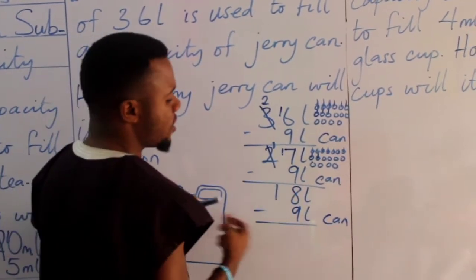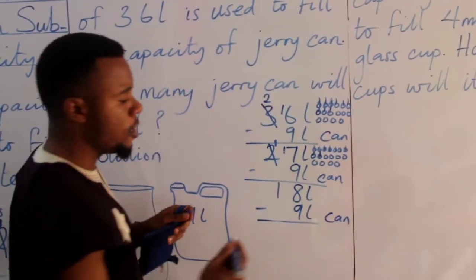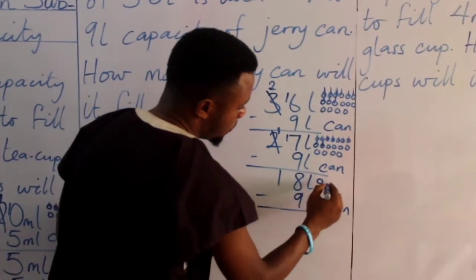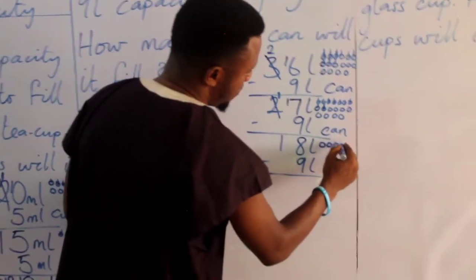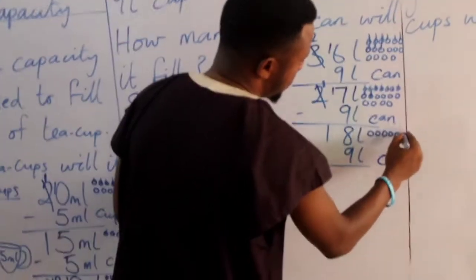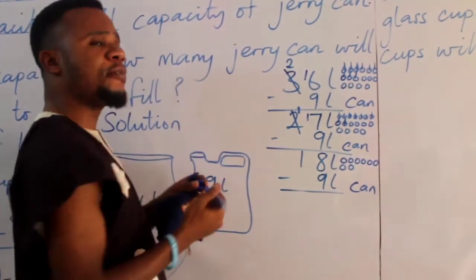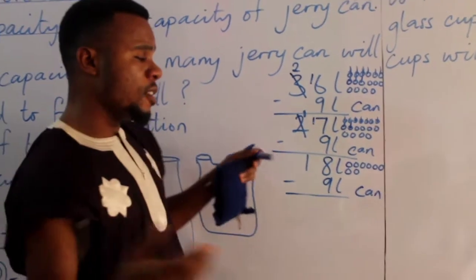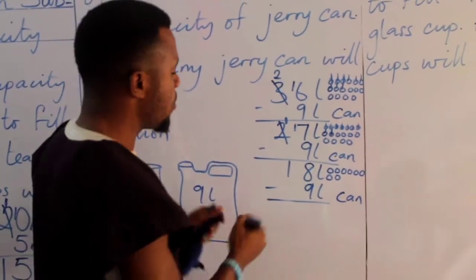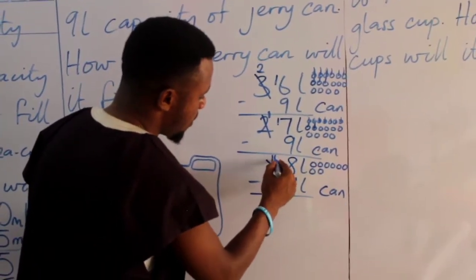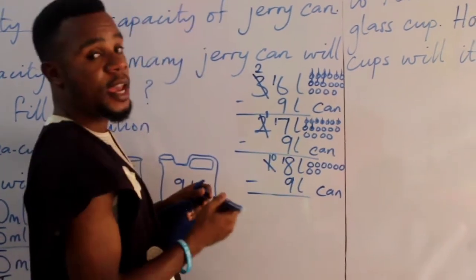Now 8 minus 9. Let's count 8 all the way. Let's count together. 1, 2, 3, 4, 5, 6, 7, 8. So take out 9 from 8. 8 is now smaller than 9, so we can't do that. We go what? 1 from here. We have 0 left. We give it to 8 to make it 18.